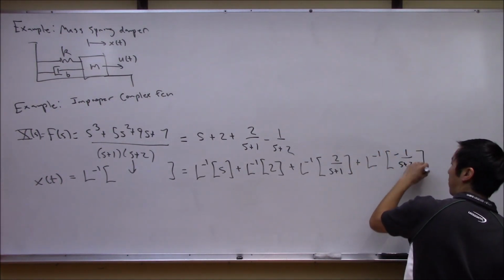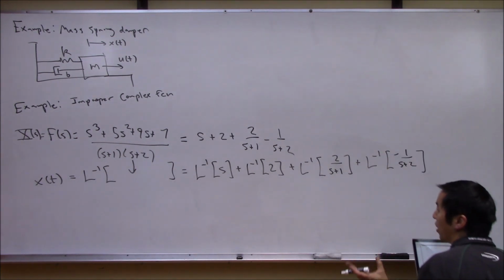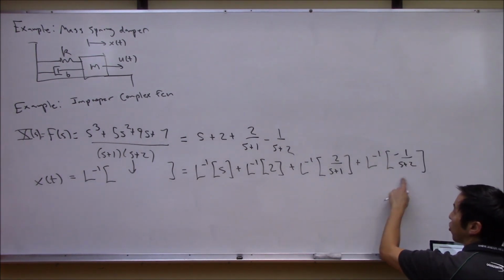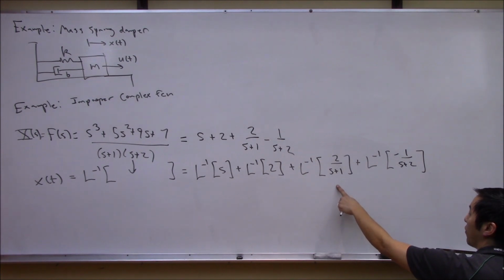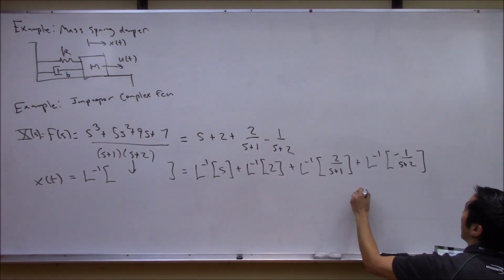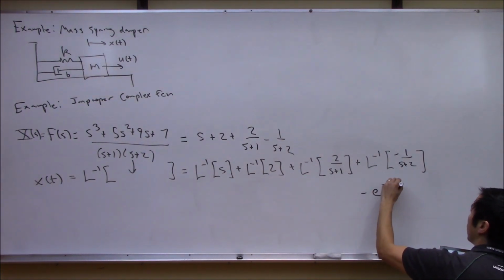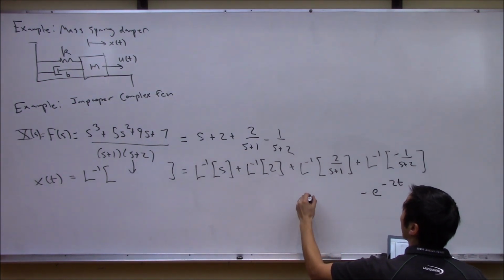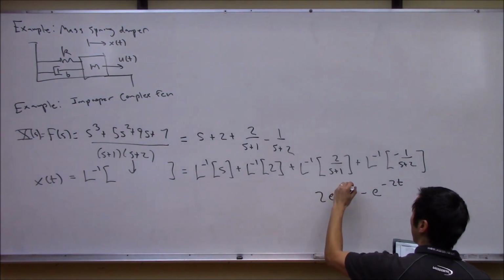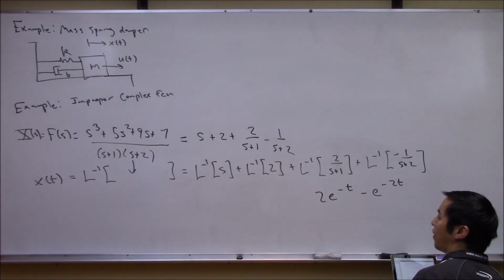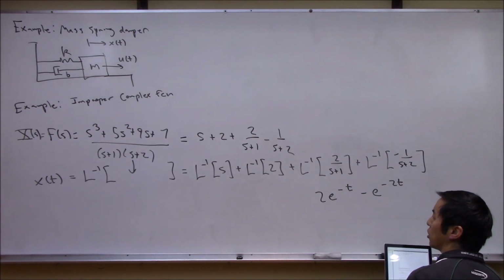What makes this interesting is these two terms are no problem. These look like what we've done before. This comes out to be minus e to the negative 2t, and this one comes out to be 2e to the minus t. Those look totally fine. The block can have exponential terms.